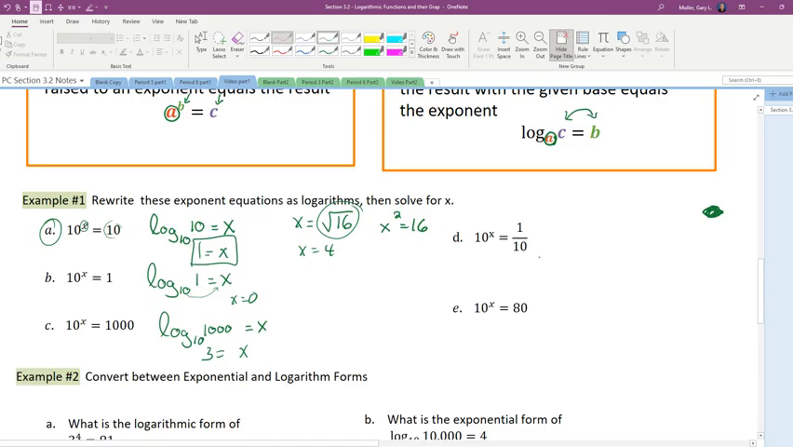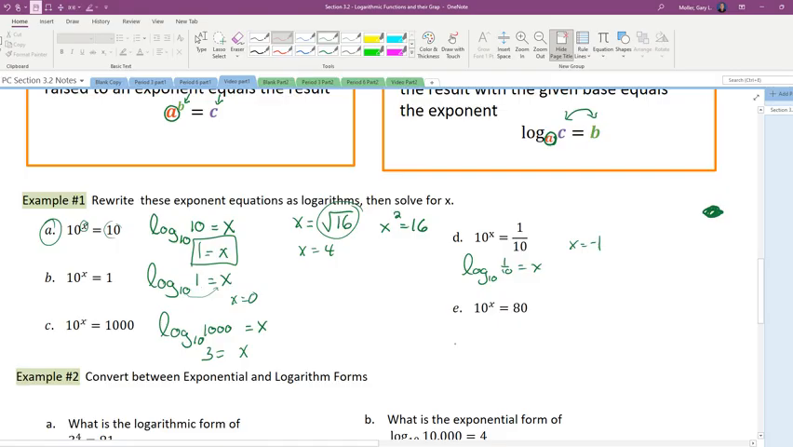Log base 10 of 1/10. I'm sorry, I don't know why I said that. I was thinking of something else. 10 to the x equals 1/10. So I'm going to say log base 10 of 1/10 equals x. What does that mean? It means what it originally said. And then we think about it and we're like, oh, x is -1.